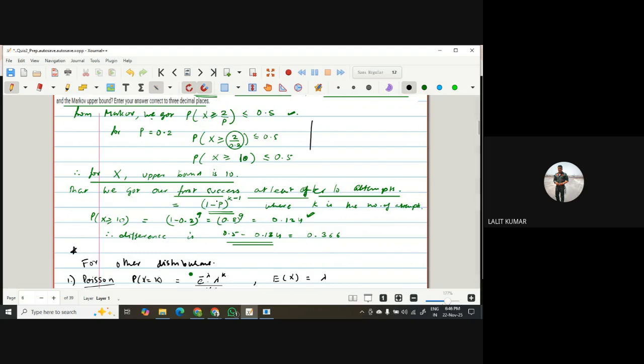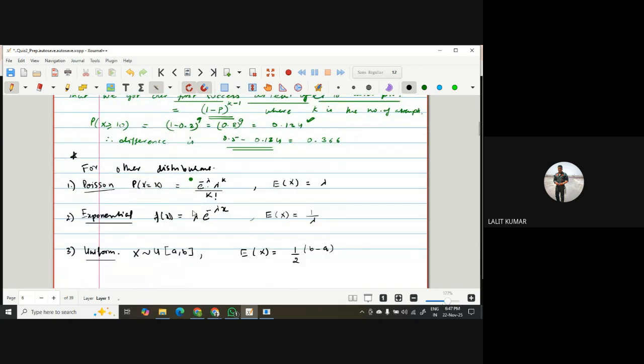So we have to remember here that for geometric distribution, the probability that your first success has come after a attempts is (1 minus p) to the power a minus 1. It means at the a-th time I have got success, and in the a minus 1 earlier attempts I had not got success. That's how this probability comes.